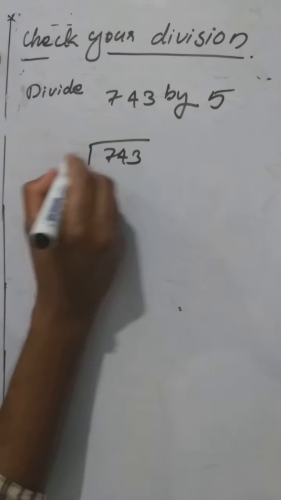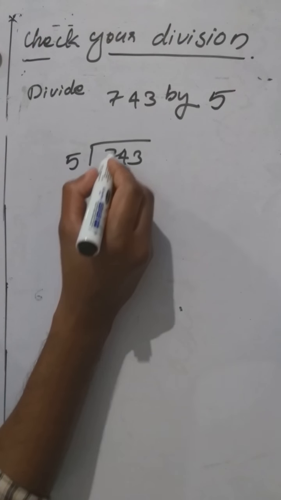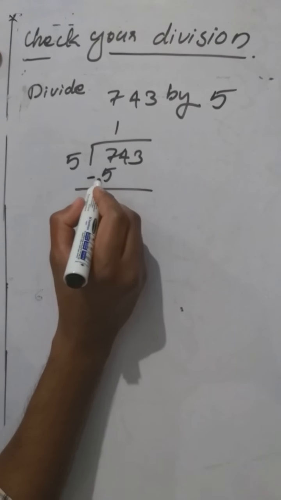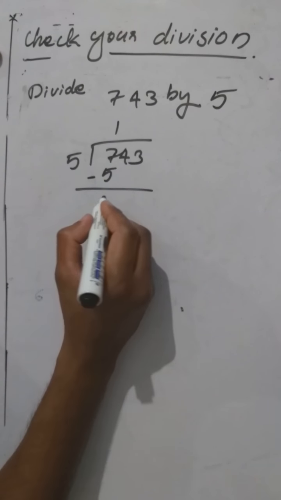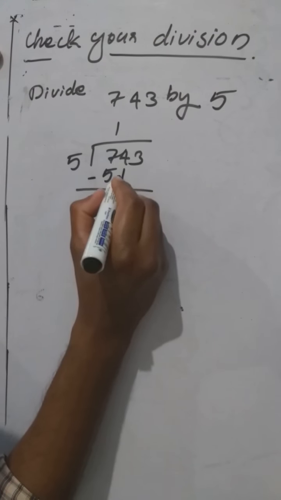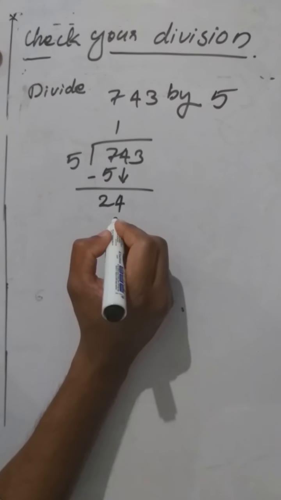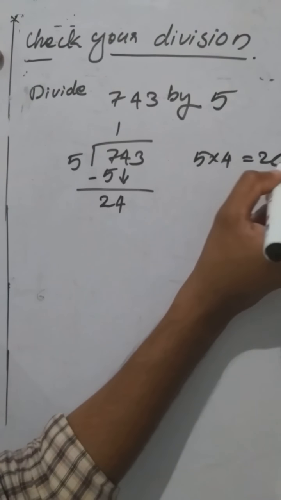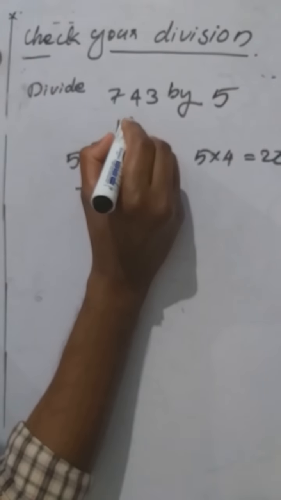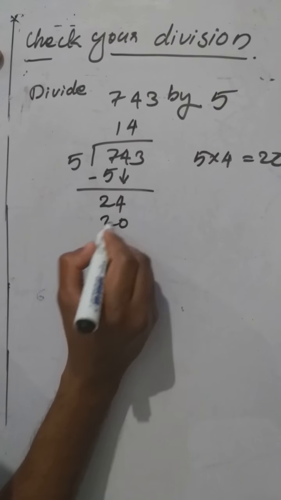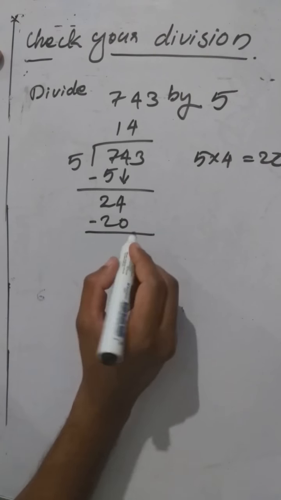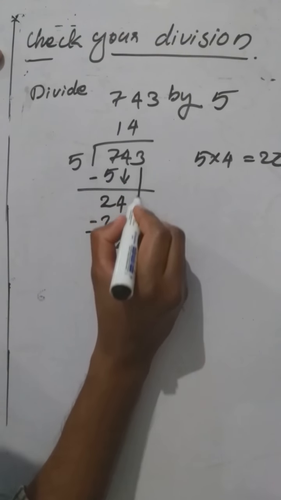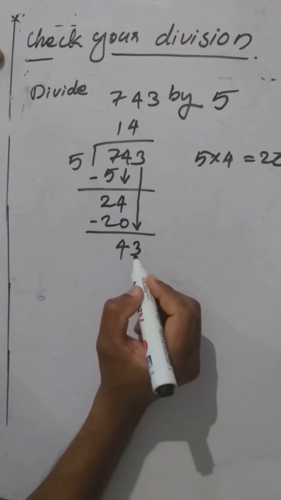743 by 5. How many 5's are there in 7? Only 1. 1 5 is 5, and 7 minus 5 is equal to 2. Now write this 4 below. How many 5's are there in 24? 5 4's are 20. So only 4 5's. 4 5's are 20 and we subtract 20 from 24. So we get 4 as a remainder. Then write this 3 here.